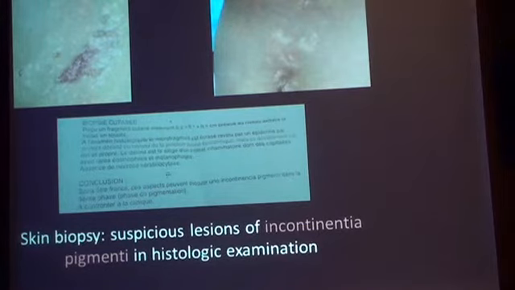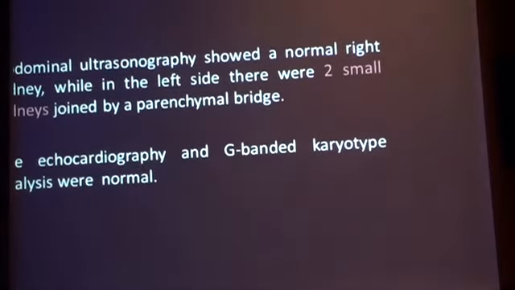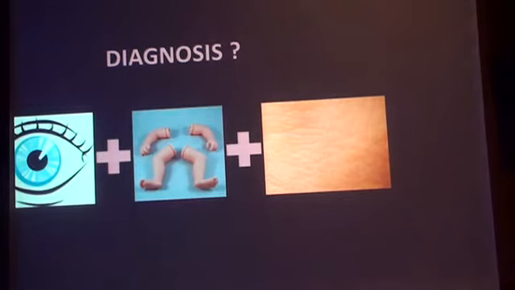Dermatologic examination found hypopigmented lesions, which were biopsied, and skin biopsy found suspicious lesions of incontinentia pigmenti in histology examination. Abdominal ultrasonography found on the left side 2 small kidneys joined by a parenchymal bridge. And the echography and G-banded karyotype analysis were normal. So what diagnosis must we think of in front of an eye, limb, and skin association?